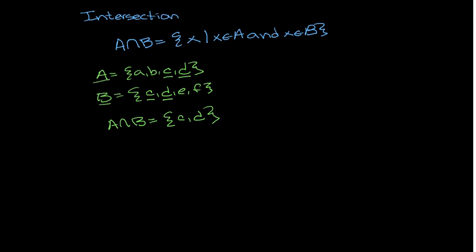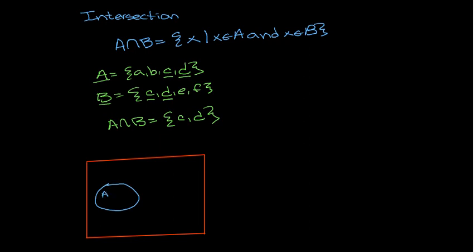Or we can think about this with the help of a Venn diagram. And let's say that this is set A, and let's say that this is set B. So the intersection is going to be everything that is colored in yellow.